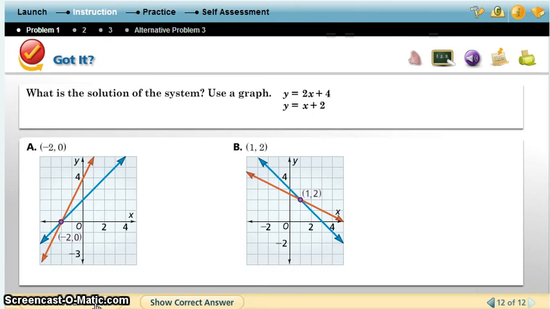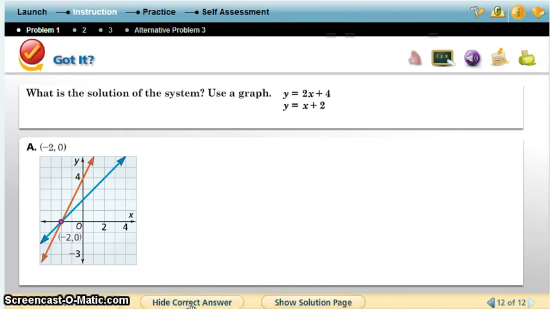Now, there are actually a couple of answer choices that you can pick from, and this will also help you to see if you're on the right track with your graphing. And the correct answer for this Got It question is A. So if you have any questions about that, be sure when you return to class you ask about this Got It question.